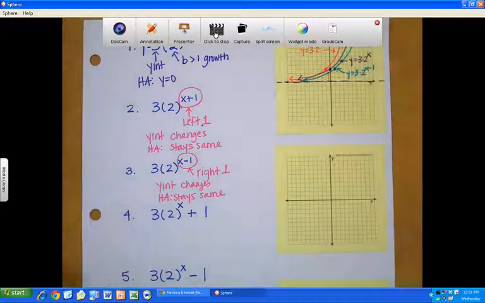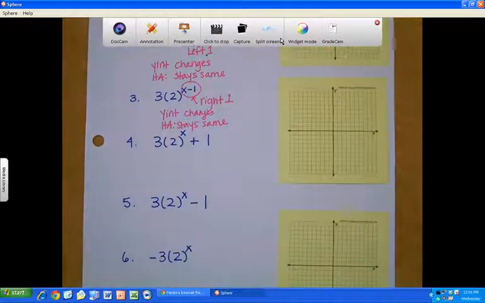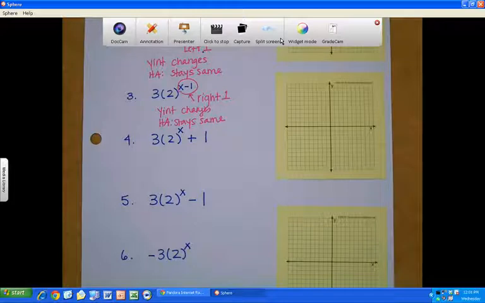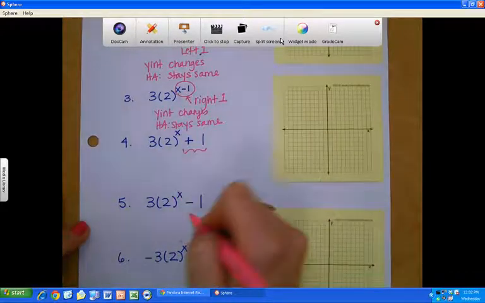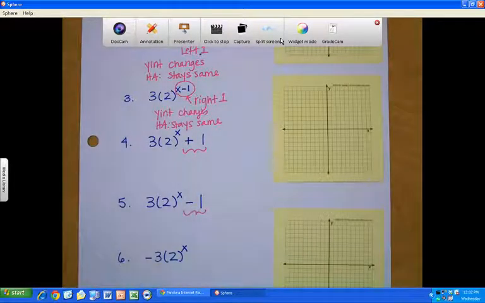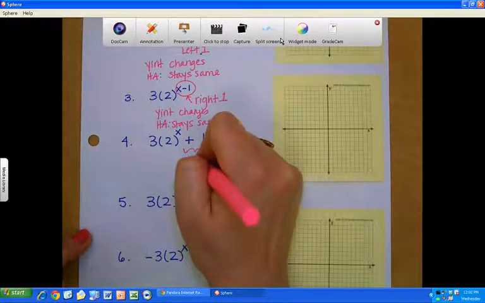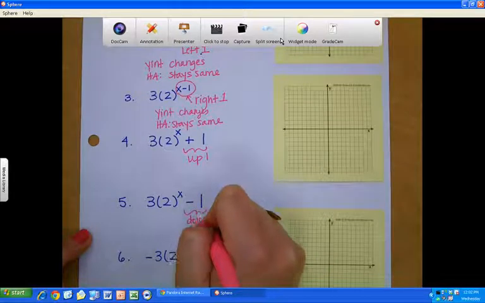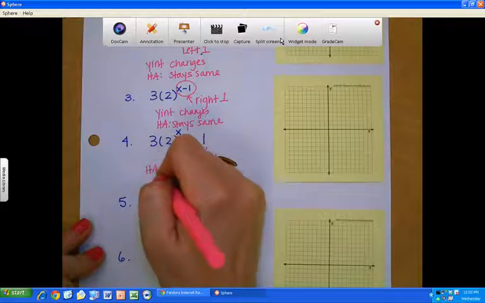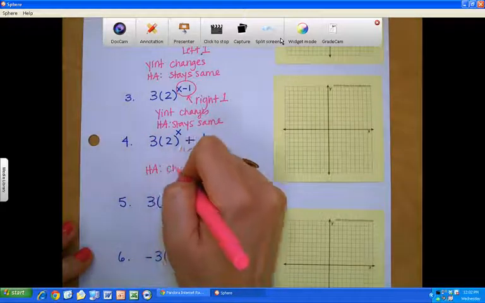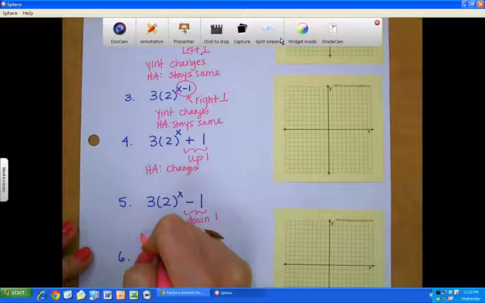All right, now let's look at the other shifting. We have numbers 4 and 5. Let's look at those two and compare them. So for 4 and 5, the exponent doesn't have any change, but it has a +1 there and a -1 there. So remember, this goes up 1, this goes down 1. So this time, the horizontal asymptote does change.